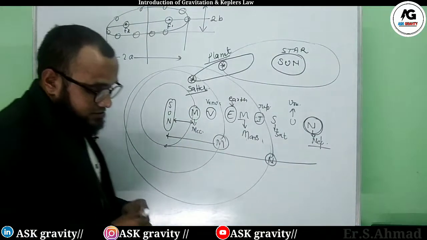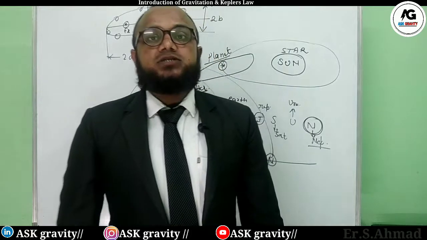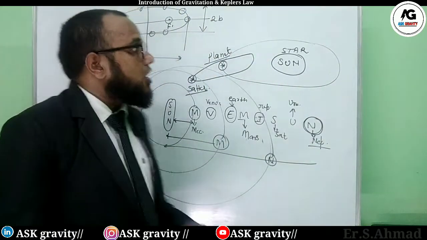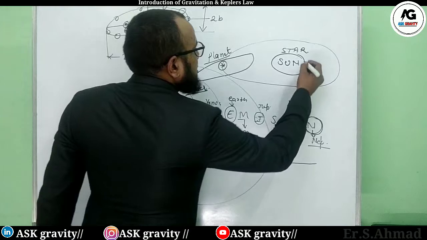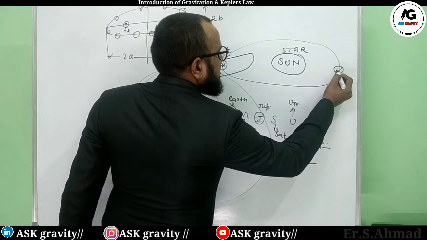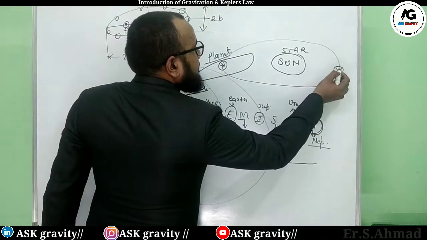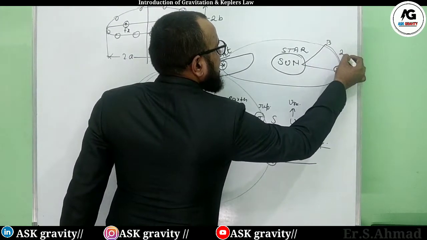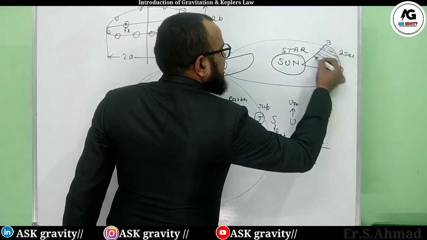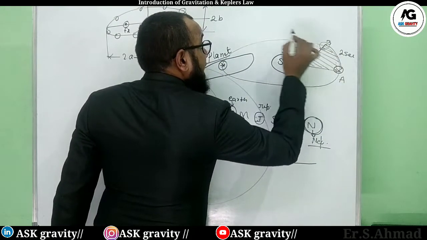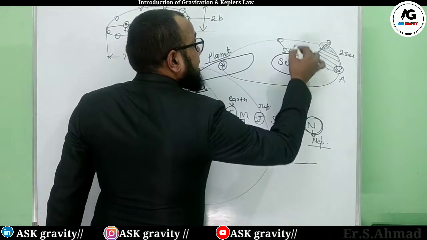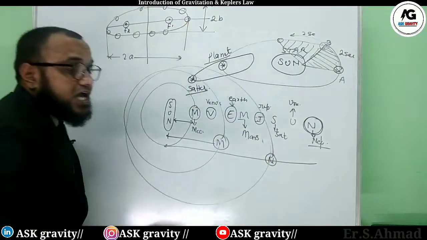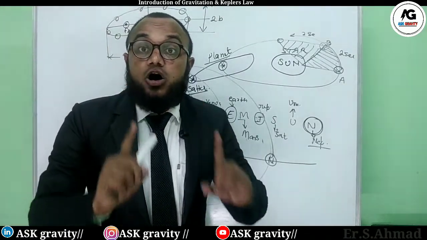So the first law of Kepler is that all planets revolve around the sun in an elliptical orbit, and the second law is about how they revolve. Taking an example, suppose a planet at point A covers the area from A to B in 2 seconds. Then the planet should cover, in the next 2 seconds, an equal area. That is the second law of Kepler's law of planetary motion.